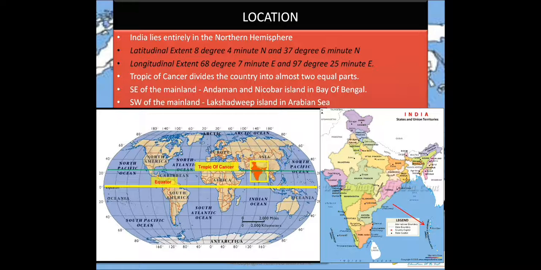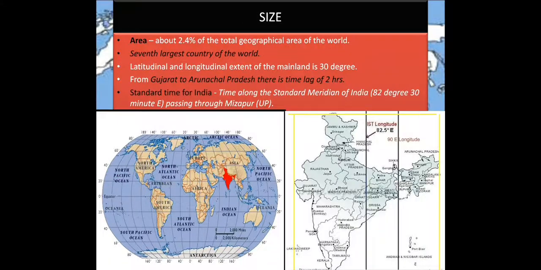Now look at the bigger map, you will see to the southeast of the mainland there is an island named as Andaman and Nicobar Island, which is the part of India and it is in the Bay of Bengal. And towards the southwest of the mainland there is another set of island named as Lakshadweep. Now again look at the world map. You will see, or it has been calculated, that India covers around 2.4% of the total geographical area of the world, and it is the 7th largest country of the world.